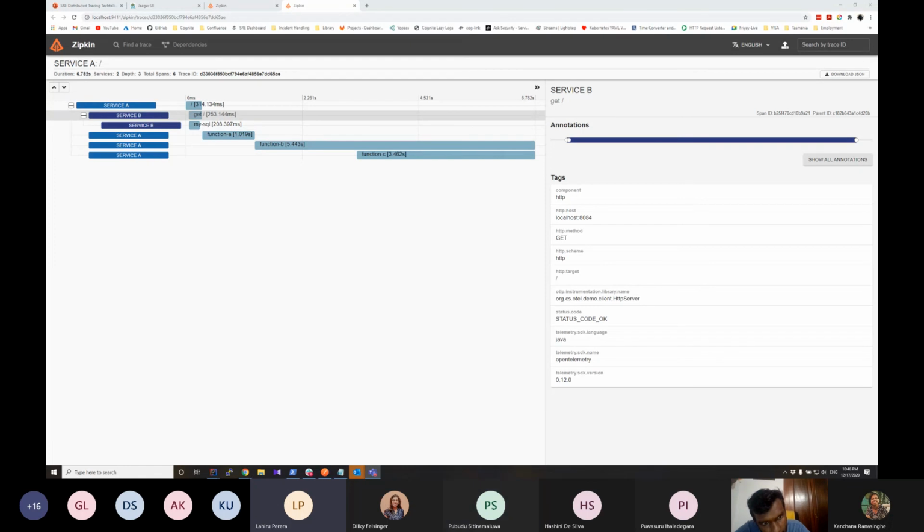Now, how does it depend on the deployment? If this set of services are deployed on an ECS cluster or EKS, how does it differ? So there has to be some sort of agent running along with the services and pushing these. It's a great question. Pubudu, if you can go back to the presentation and go to the general overview.